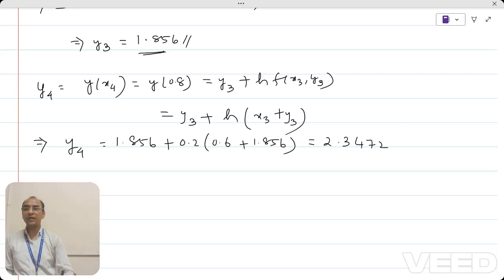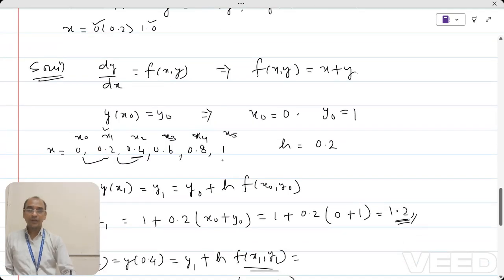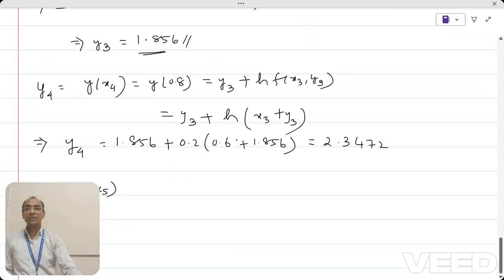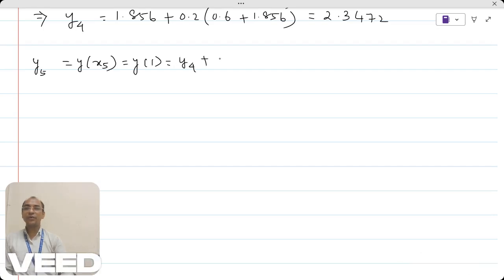Okay. Now finally we want to get the value of y5. y5 means the value of y at x5. So we need to find it up to x5, because the value of y at 1 is equal to y of x5. No need to go further after getting this one, and that is equivalent to saying y of 1. And according to the Euler algorithm, we will have this as y4 plus h f of x4, y4, which is y4 plus h times x4 plus y4.